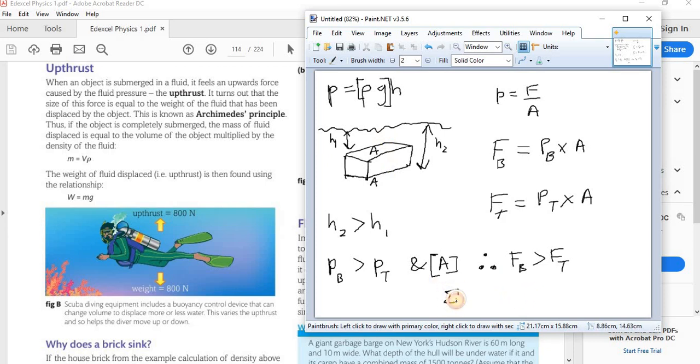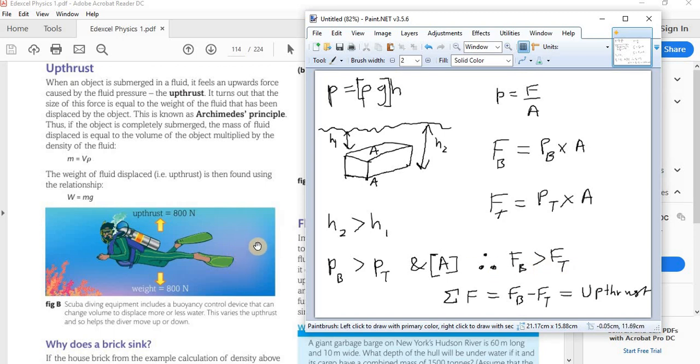Because of the difference in pressures, we have a difference in the force at the top surface and at the bottom surface. Therefore the resultant force will be equal to FB minus FT, and this is equal to the upthrust. I'll call that U for upthrust. Write the full word, upthrust.